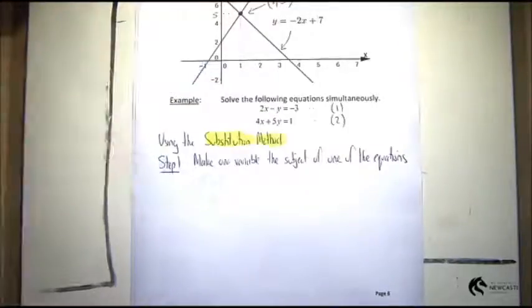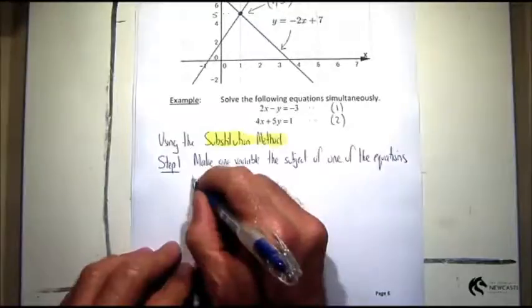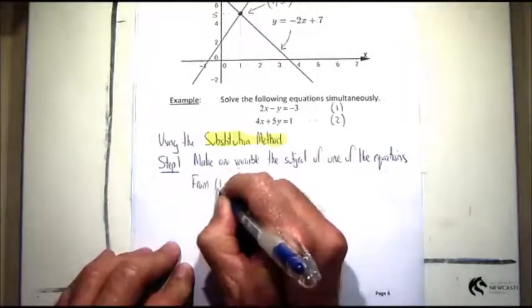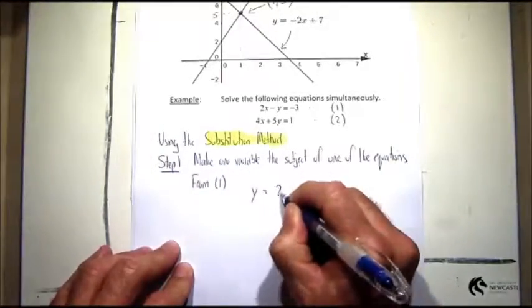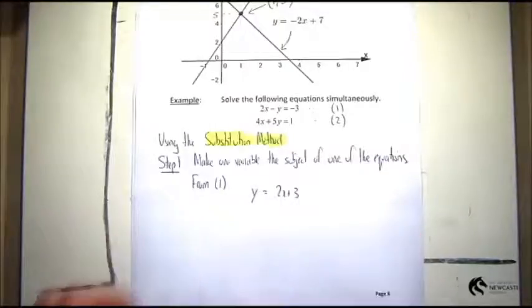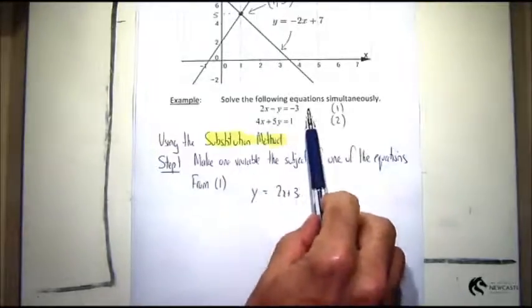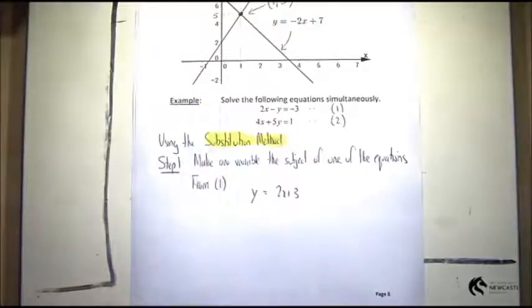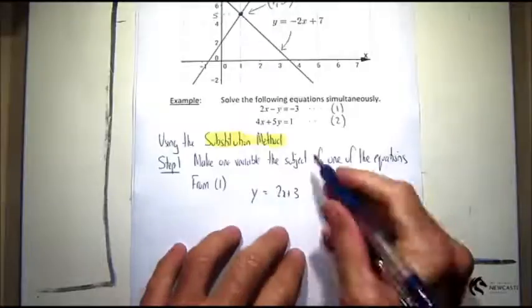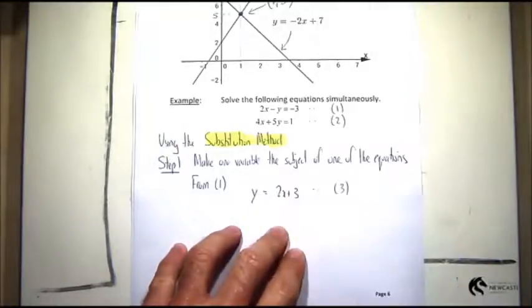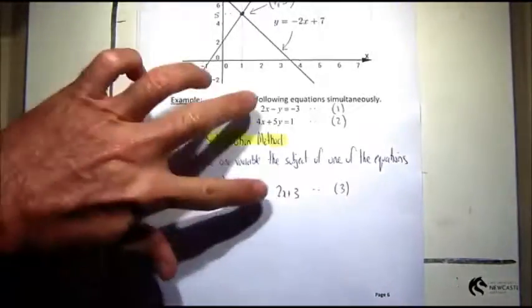So I can say here, from equation 1, I'm going to say y is equal to 2x plus 3. So I've made y the subject. That's the first step. Sorry, isn't it -2x? If I take the y over to there and bring the 3 over to there. Yep. Okay, so let me call that equation 3. So equation 3 comes from equation 1.